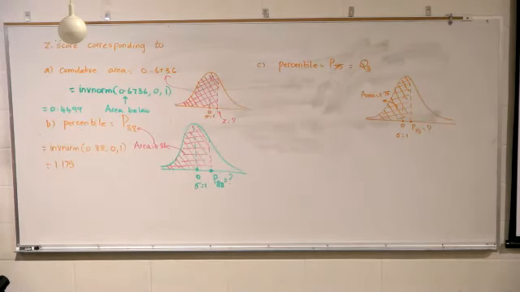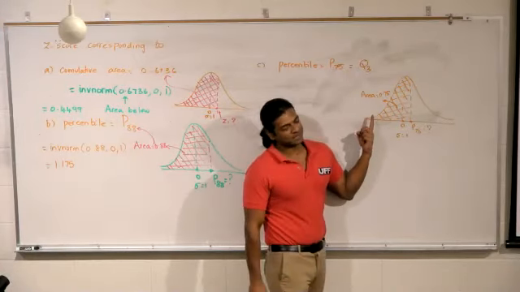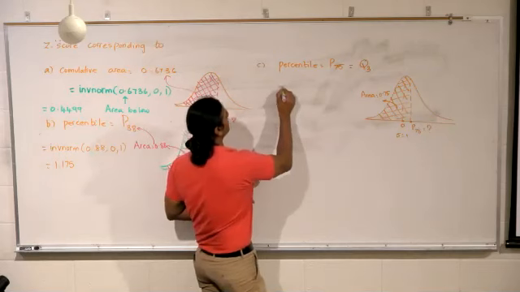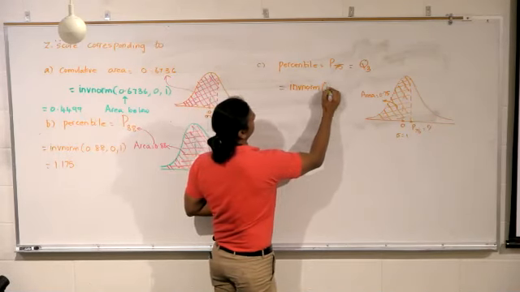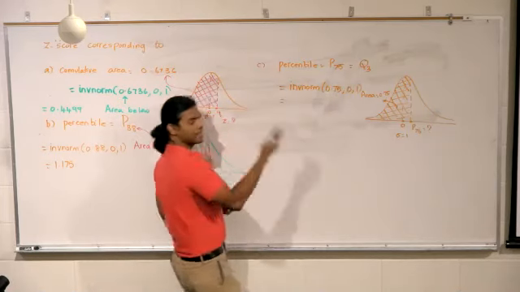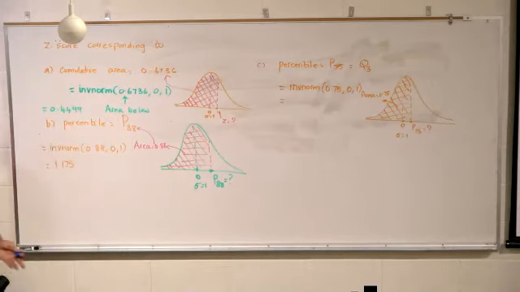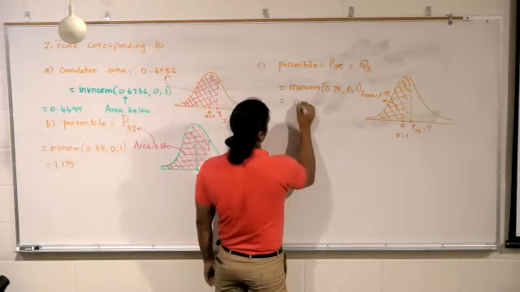So the area below is 0.75, so in the standard normal, 0 and 1. We know the answer has to be bigger than 0, so what do we get? 0.6745.